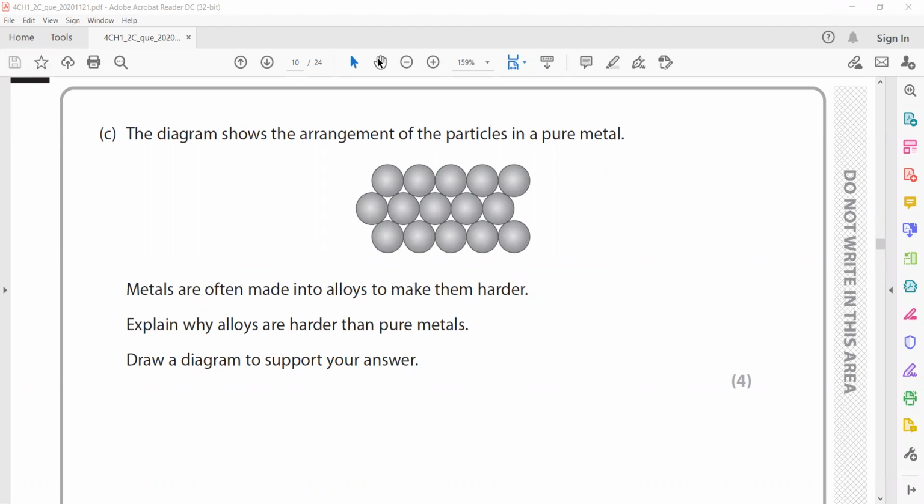Basically, alloys are a mixture of metals and they have different particle sizes. The size of the particles is different, so there is more friction between the layers, so the layers cannot slide over each other. That's why alloys are much harder than the pure metal.